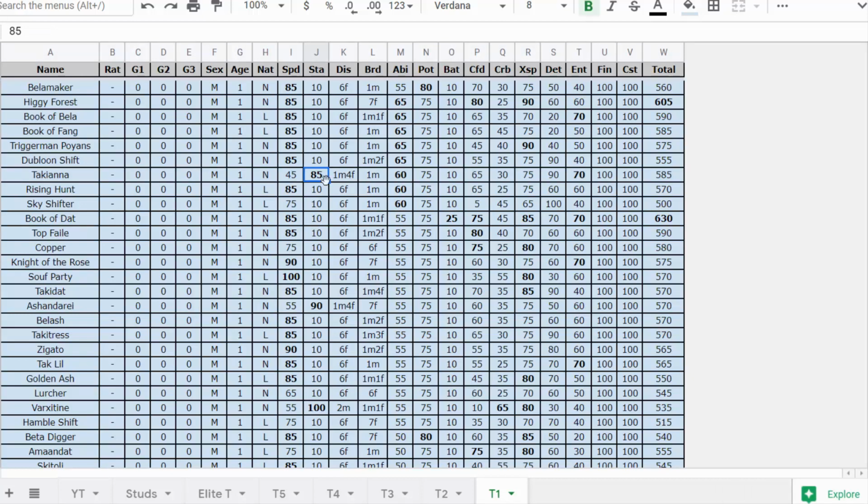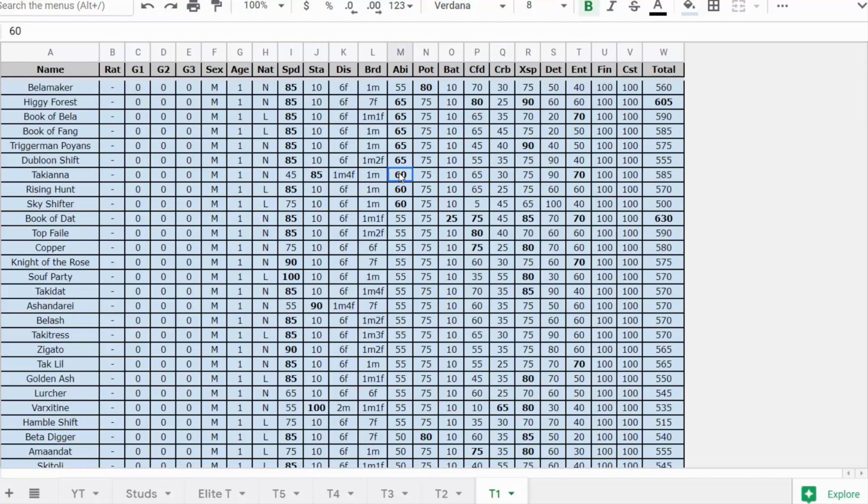45 speed. A lot of stamina, but 45 speed as a yearling. 60 ability, 75 potential. 65 confidence, only 30 cruising burst, only 75 extra speed, 90% deterioration, 70 enthusiasm, but full finish and consistency.